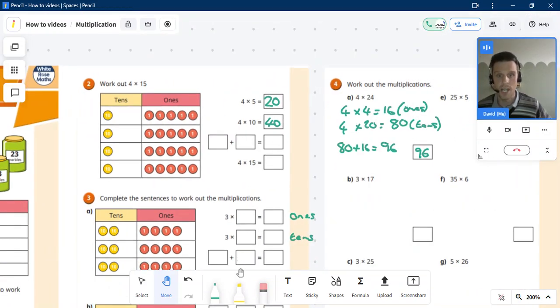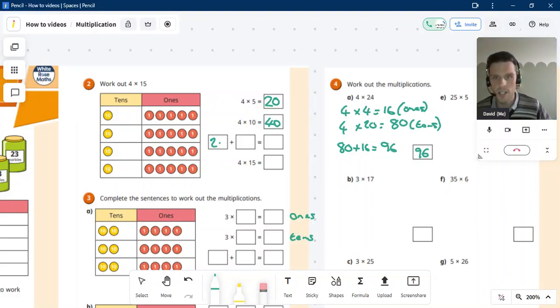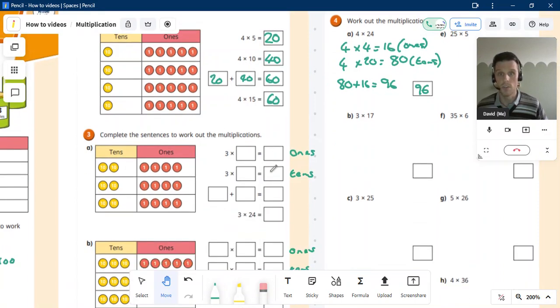Okay, so we're going to add these sums together. It's a bit easier when we're just doing the values. So 20 plus 40 equals 60. So therefore, 4 times 15 is 60. Moving on to question 3.